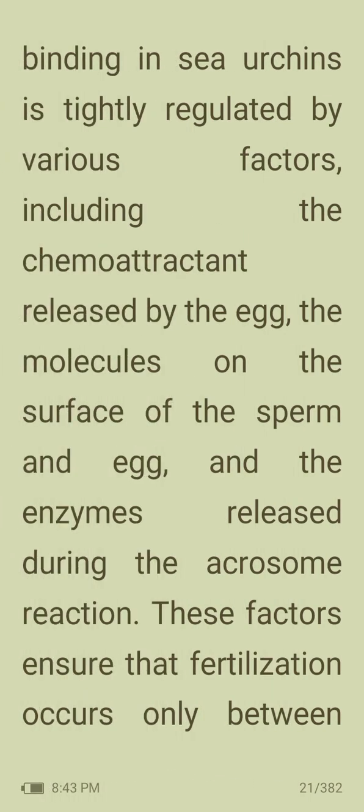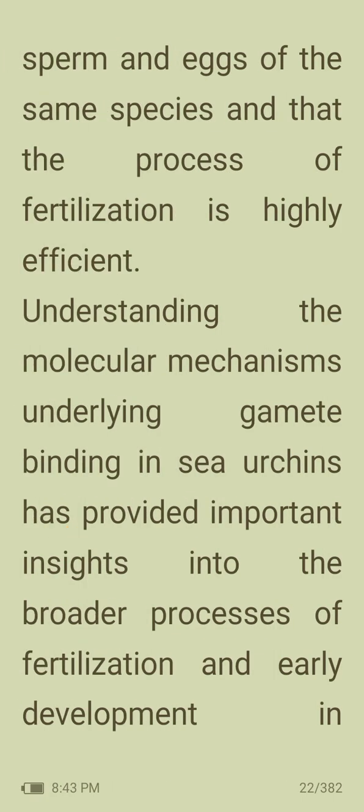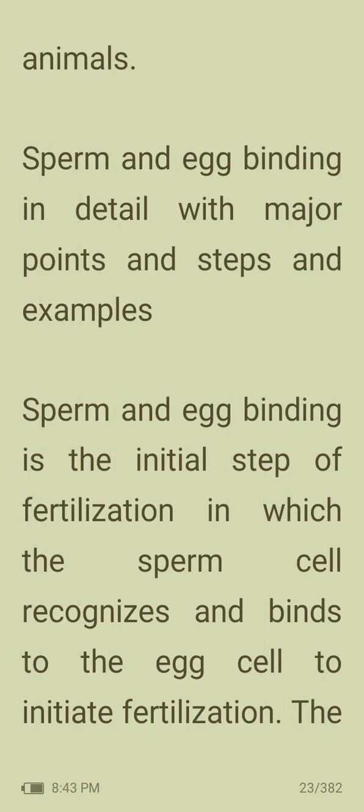The process of gamete binding in sea urchins is tightly regulated by various factors, including the chemoattractant released by the egg, the molecules on the surface of the sperm and egg, and the enzymes released during the acrosome reaction. These factors ensure that fertilization occurs only between sperm and eggs of the same species and that the process of fertilization is highly efficient. These topics are very important to provide insights into the broader process of fertilization and early development in animals.